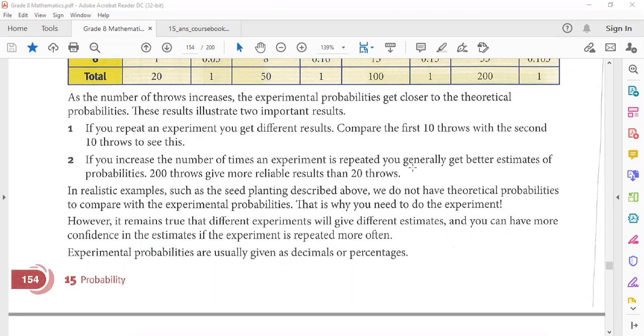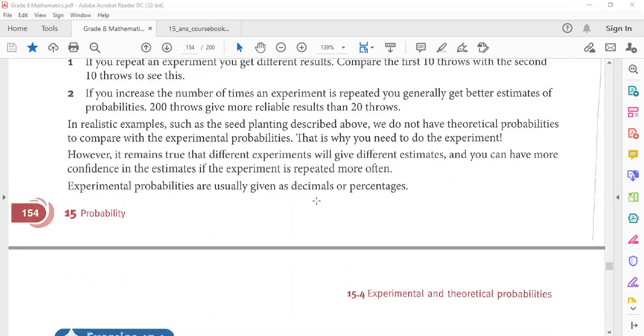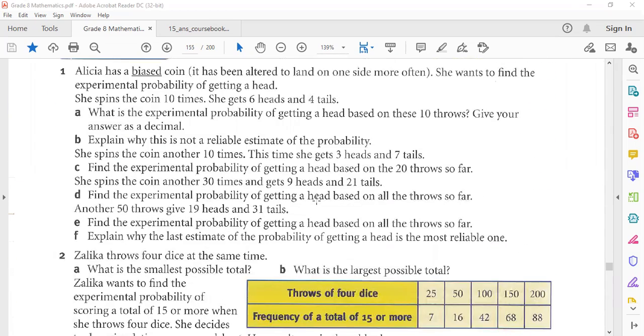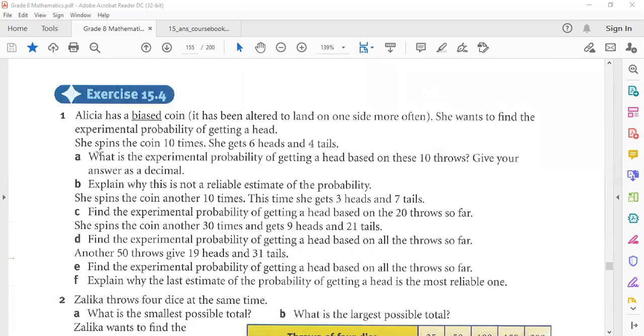Now, a reliable result is from more than 20 throws. Now let's start the first question. The first question is that Alicia has a biased coin. It has been altered so it lands on one side more often. She wants to find the experimental probability of getting the head. She spins the coin 10 times and she gets 6 heads and 4 tails. What is the experimental probability of getting the head based on these 10 throws? Give your answer as a decimal.